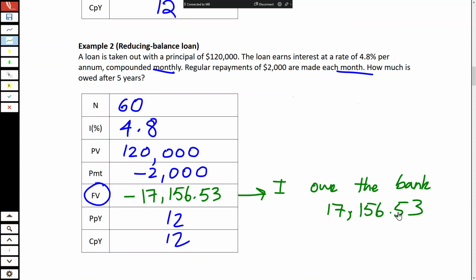Let's just give him 17 grand from the 120,000 dollars. We've already paid it back. So think about it, right? 60 payments of $2,000 is 120,000. But because of the interest, 120K isn't enough. I need to pay a bit more.